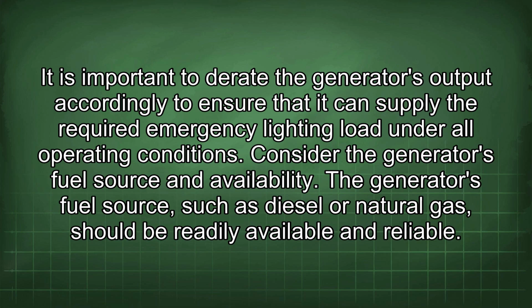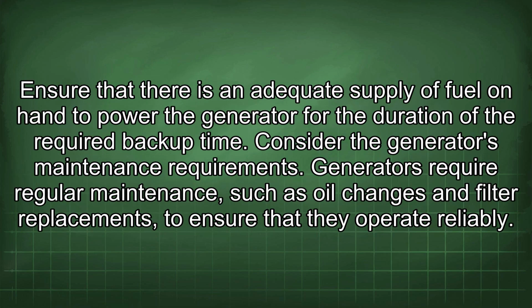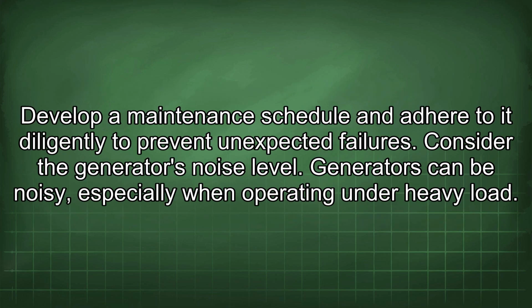Consider the generator's fuel source and availability. The generator's fuel source, such as diesel or natural gas, should be readily available and reliable. Ensure that there is an adequate supply of fuel on hand to power the generator for the duration of the required backup time. Consider the generator's maintenance requirements. Generators require regular maintenance, such as oil changes and filter replacements, to ensure that they operate reliably. Develop a maintenance schedule and adhere to it diligently to prevent unexpected failures.